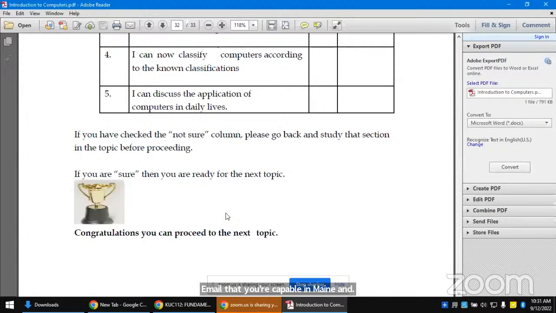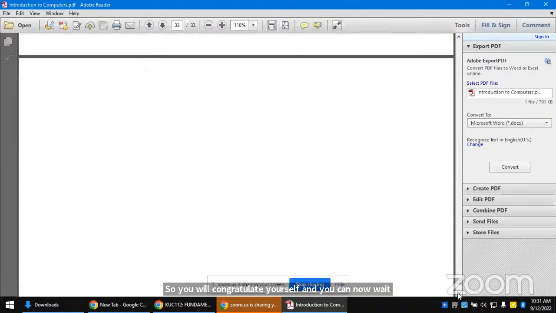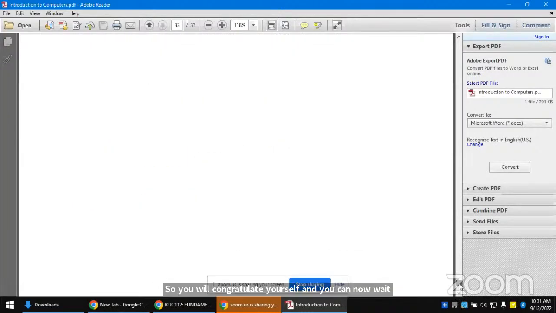So you log in, then go and look for KUC, enter into KUC, and you will see. In a moment, I'm going to log in. I'm going to try to log in and see if I can show that. If you are sure, then you are ready for the next topic. So you will congratulate yourself, and you can now wait for the next topic. And that is the end of my presentation.